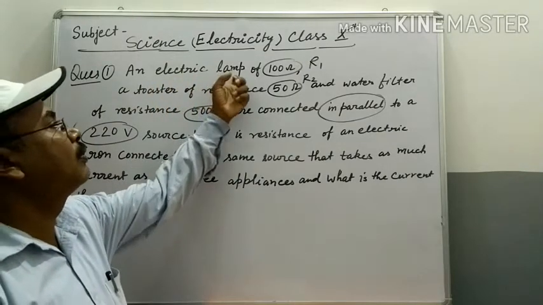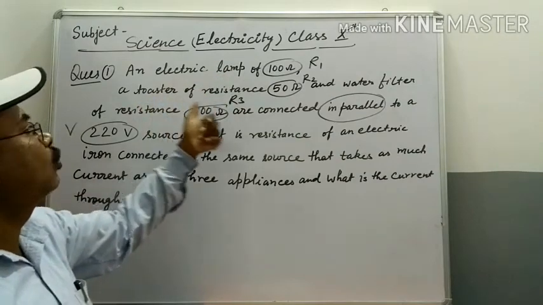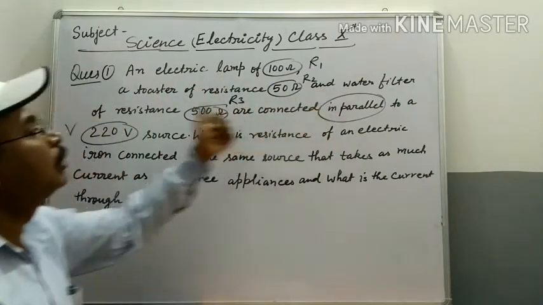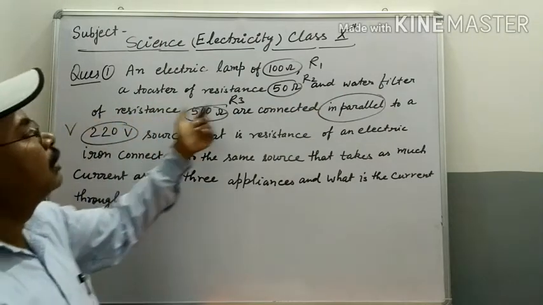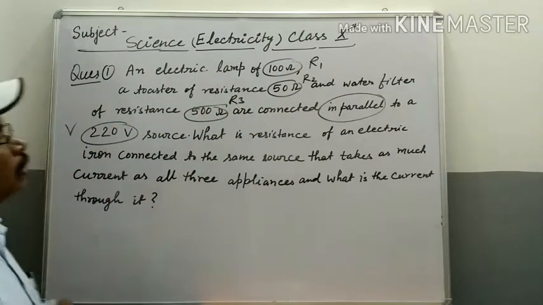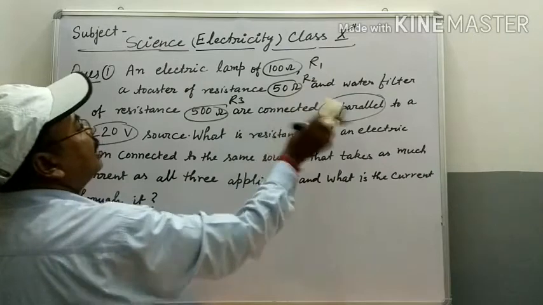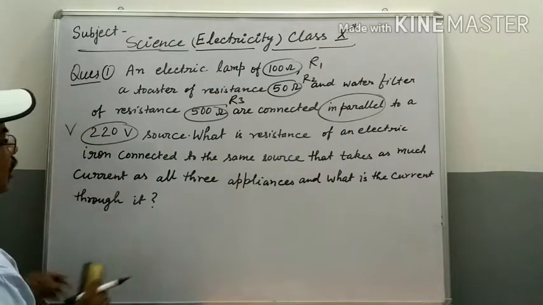What is the value of current in a lamp? What is the value of current in toaster? And what is the value of current passes through water filter? And we can total the current, and we have to find out total current in above three appliances. Now we will continue students.